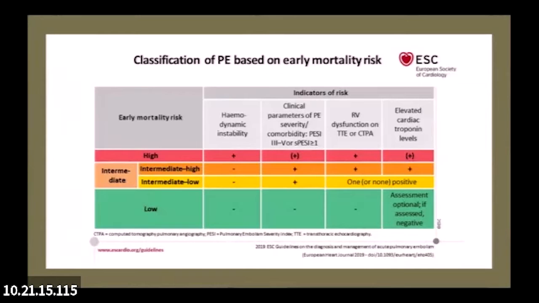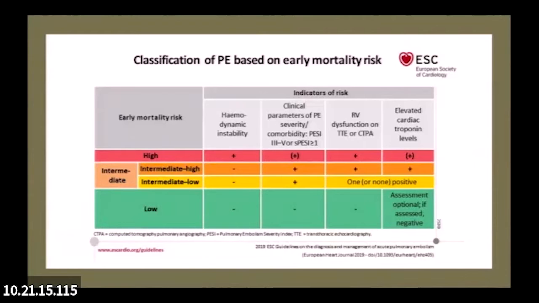For intermediate risk, we subdivide into intermediate high and intermediate low. The intermediate low risk only has a high PESI score, or one of them is positive for RV strain or troponin elevation. One of them is positive, so this is considered an intermediate low risk. For the intermediate low risk, the recommendation is to admit to the hospital, treat with heparin and monitor.